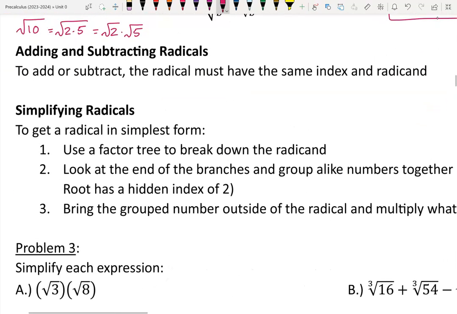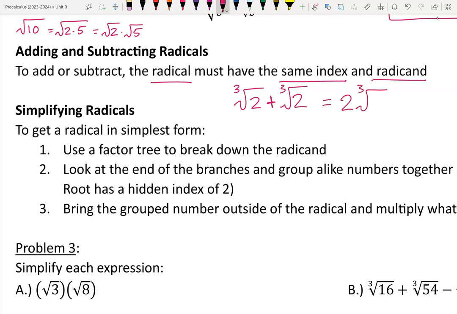Adding and subtracting radicals. To add or subtract, the radicals must have the same index and radicands. What I mean by that, I can combine the cube root of 2, let's see, this is adding, so adding to the cube root of 2. So I can add these up, and I'd say I have 2 times the cube root of 2. Or if I had 5 square root of 7 plus 2 square root of 7, I could write that as 9 square root of 7. I have the same index and same radicand.